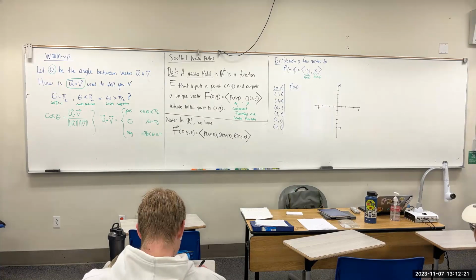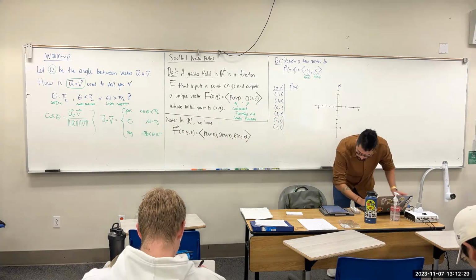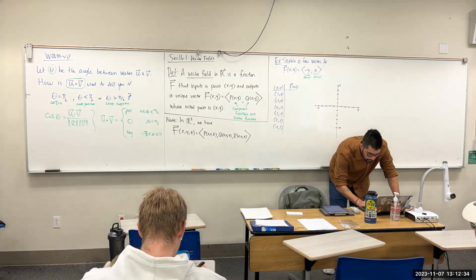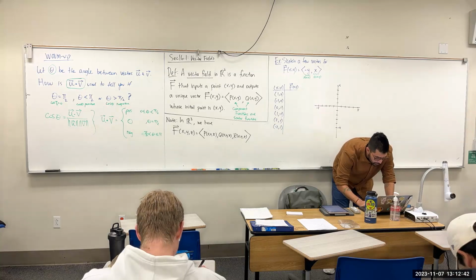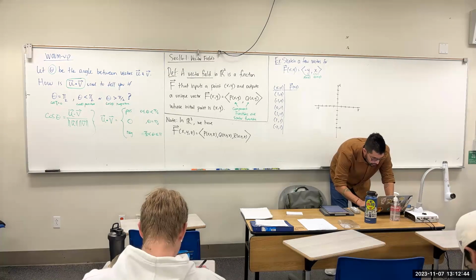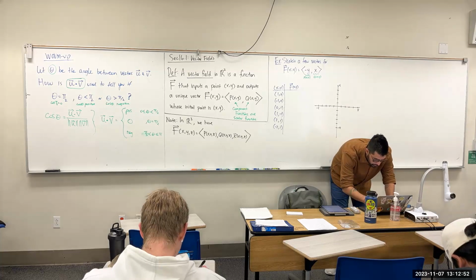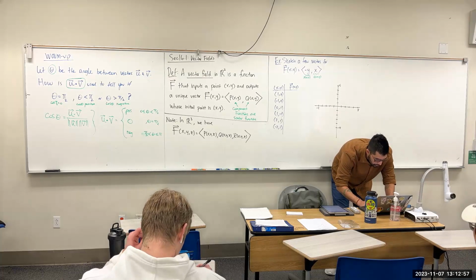Yeah, these are just 2D vectors. This one is 1, 0. 2, 15. 15. Okay.